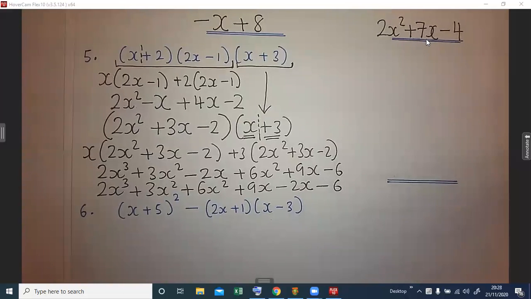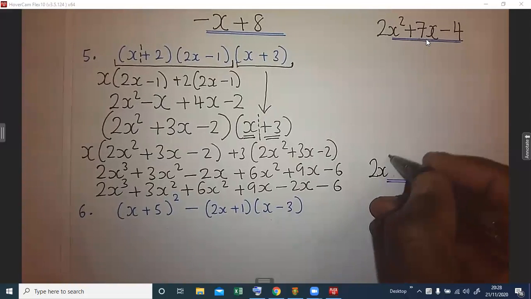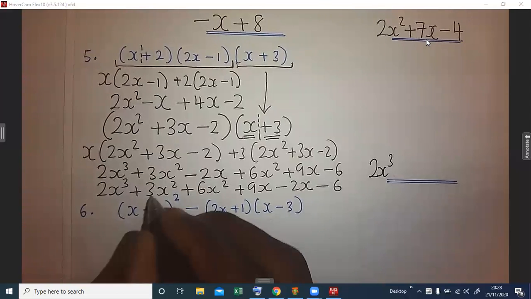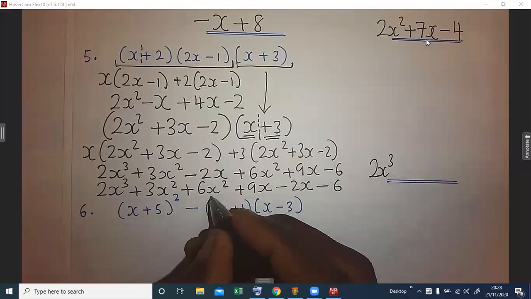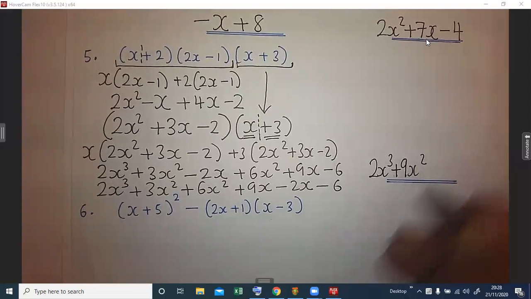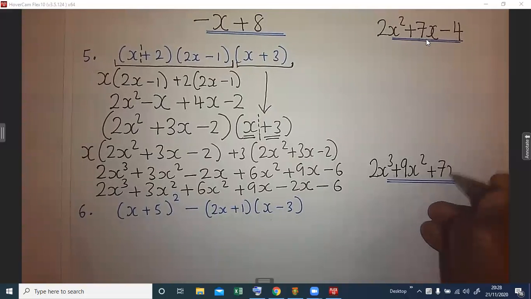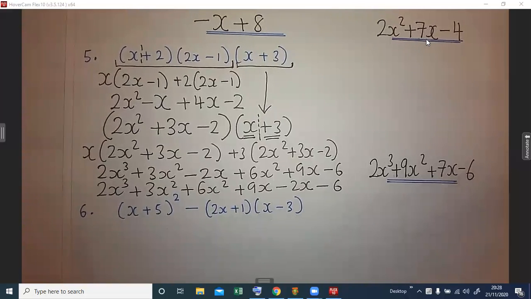Then we get the final answer of simplifying, and that will be 2x cubed is alone. 3x squared plus 6x squared, we get plus 9x squared. 9x minus 2x, we get plus 7x, and then minus 6 is alone. So this is how we expand and simplify 3 brackets.